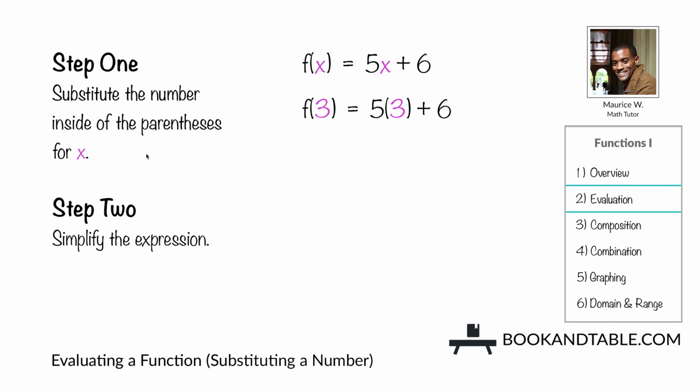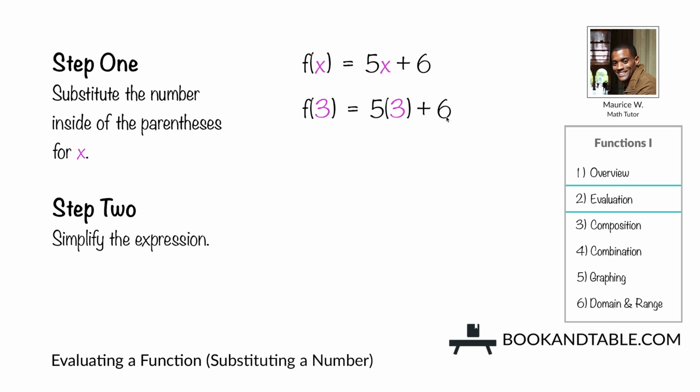So if we're evaluating a function substituting a number, the first step is to substitute the number inside of the parentheses for x. So we were given f of x is equal to 5x plus 6. So we want to substitute the number inside of the parentheses, which would be 3, in for x. When we do so, that gives us 5 times 3 plus 6.